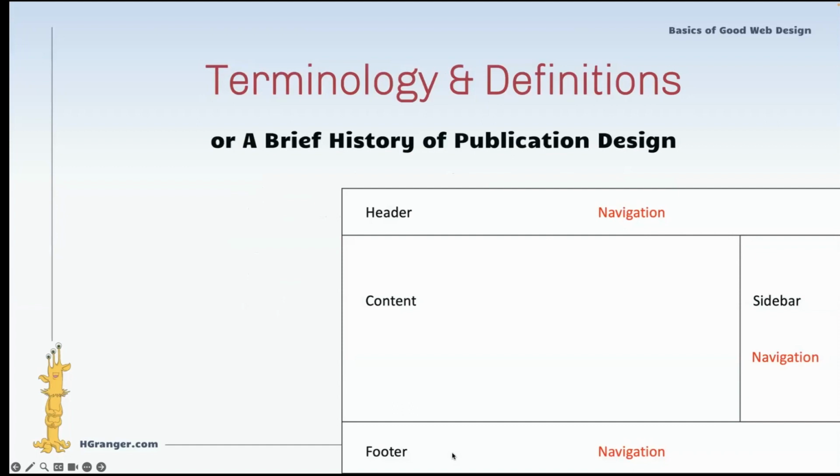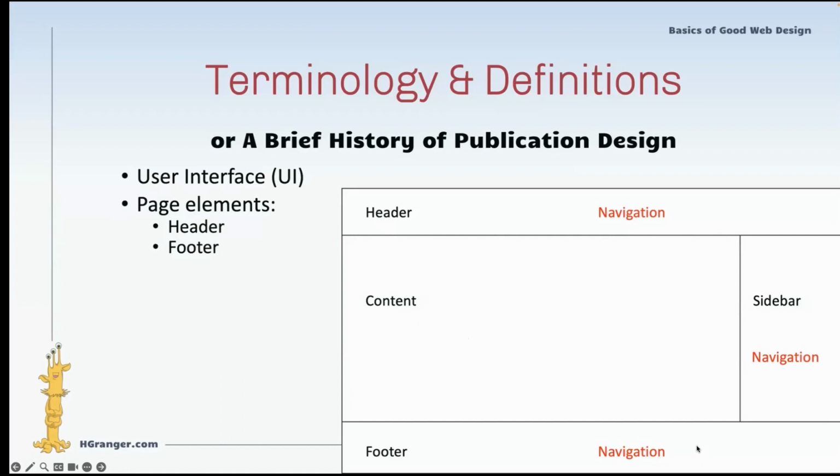So we're going to talk about definitions and terminology. You can see this is what we call a wireframe. It's the basic page structure of most websites these days. So your user interface is anything you can see on a computer screen. And everything we're talking about are elements of a user interface, including the page elements of a header, which is the top of the page, a footer, which is the bottom of the page.